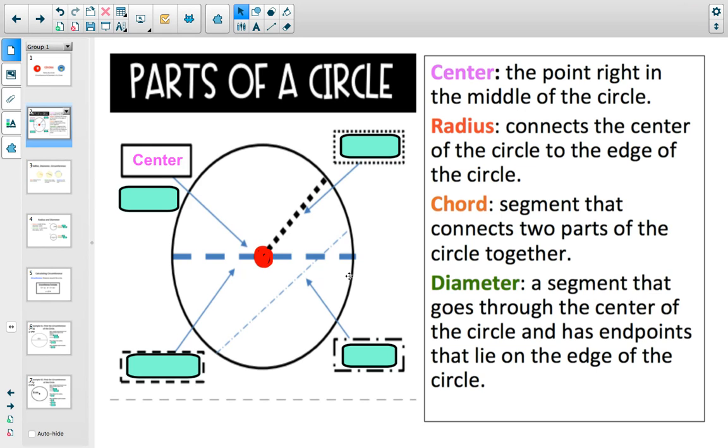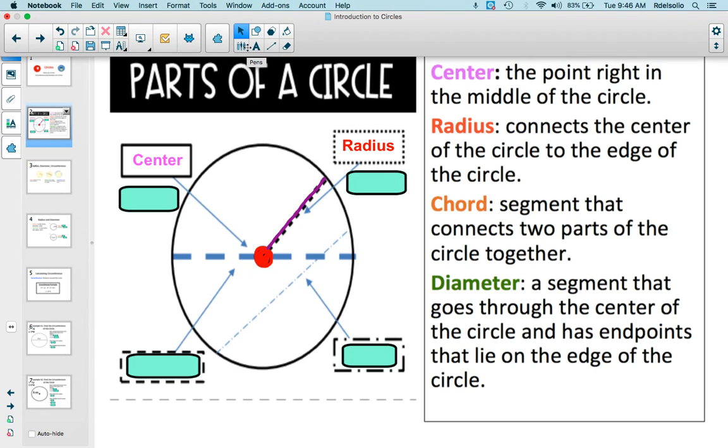The next term we're going to talk about is the radius. The radius connects the center of the circle to the edge of the circle. So the radius goes from the center of the circle to the edge of the circle. I just drew a radius in purple. And again, this is called the radius.